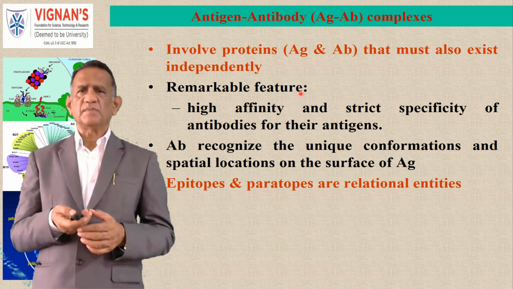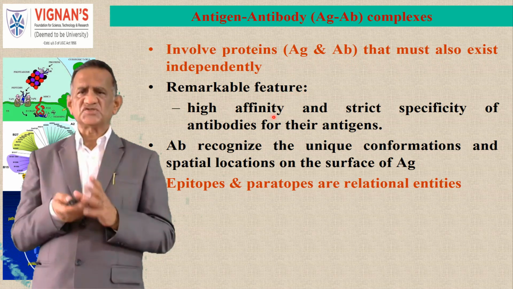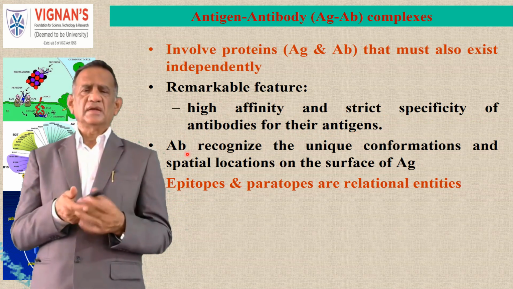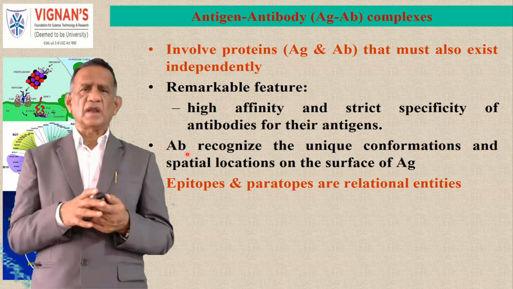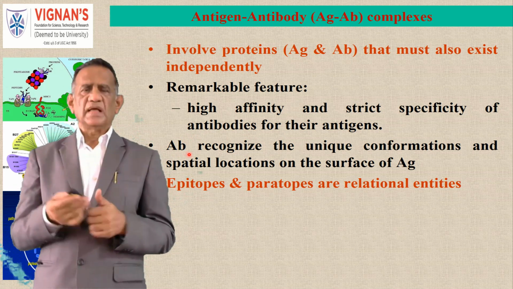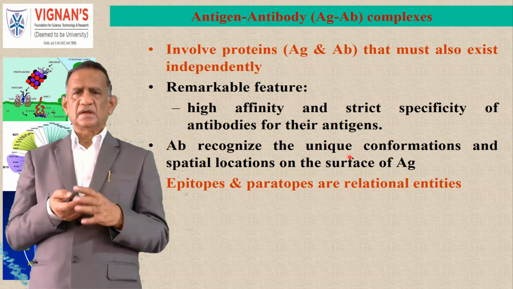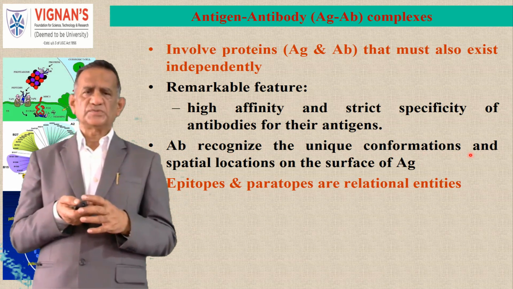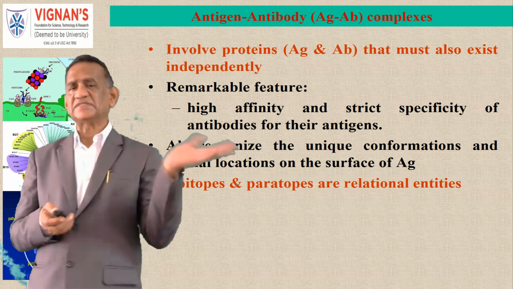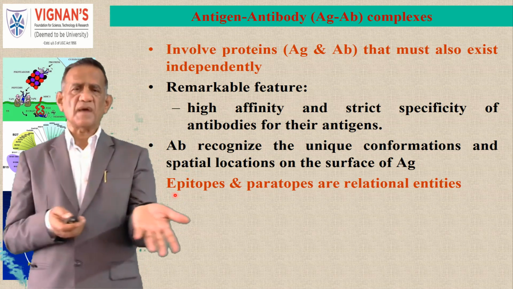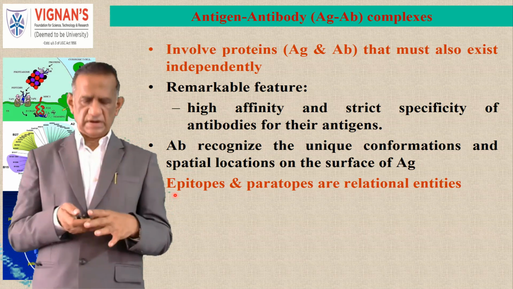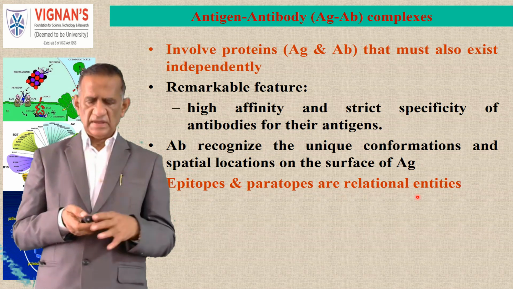Now, antigen antibody complexes involve proteins that must also exist independently. Remarkable features of the antigen antibody complex are the high affinity and strict specificity of antibodies for their antigens. That's why everywhere for detection we go for immunoglobulins. Immunoglobulins have high specificity and high sensitivity towards the epitopes. An antibody recognizes the unique conformations and spatial locations of epitopes on the surface of the antigen. Because the antibody is made against the epitope, it can go to its counterpart where the epitope is present on the conformations of the protein. Epitopes and paratopes are relational entities.